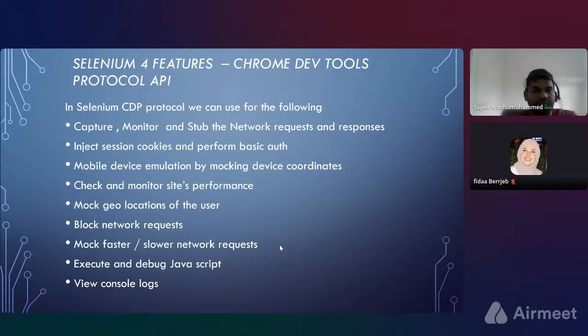We are all around the world, and we may be testing different geolocations. It can mock the geolocation as well, and it can block some network requests, and mock faster and slower network requests. And you can execute and debug any JavaScript available in our application. Also, we can view the console log.